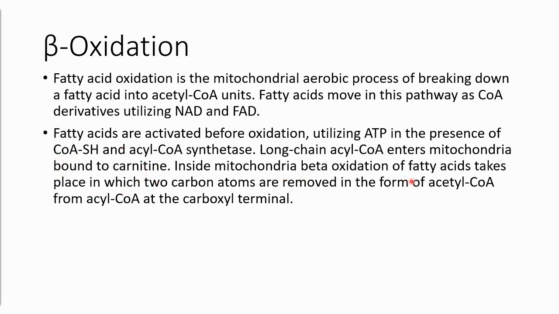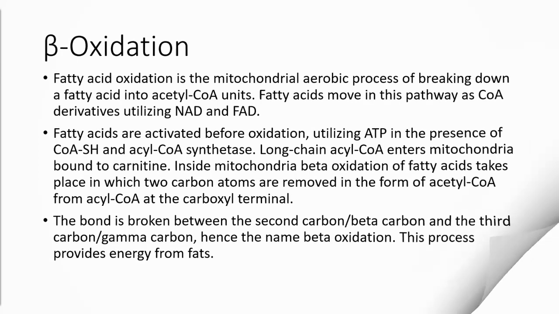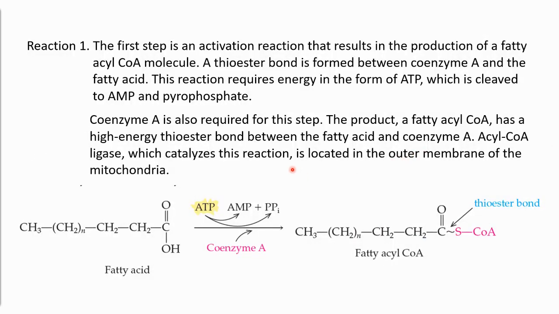Now, inside the mitochondria, beta oxidation of fatty acid takes place in which two carbon atoms are removed in the form of acetyl-CoA from acyl-CoA at the carboxyl terminal. Now, this is actually the reason why it's called a beta oxidation, because it is happening between the second carbon, which is the beta carbon, and the third carbon, which is the gamma carbon. Kaya nga beta oxidation siya. Okay, so let's go now to the different steps in beta oxidation. So, the first one, okay, is the activation step.